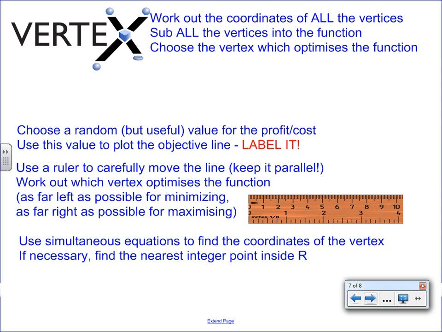Plot it, label it, and then use a ruler to move it parallel, work out which vertex you're going for, and then you only need to do simultaneous equations on that one to find the coordinates, and then simply sub that back in, and that's your profit. And just be careful if you do need integer values. If you're buying chairs or cars, you can't buy 0.67 of a car, whereas if it's just an abstract problem, then it's fine to have x as 2.72. Brilliant. Well done.